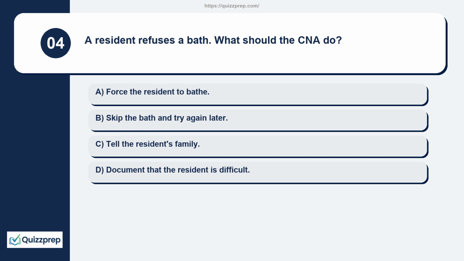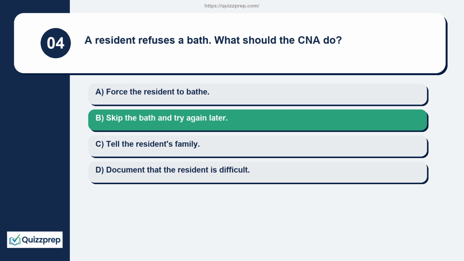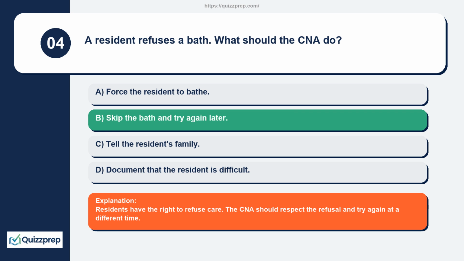Question 4. A resident refuses a bath. What should the CNA do? Force the resident to bathe. Skip the bath and try again later. Tell the resident's family. Document that the resident is difficult. Residents have the right to refuse care. The CNA should respect the refusal and try again at a different time.